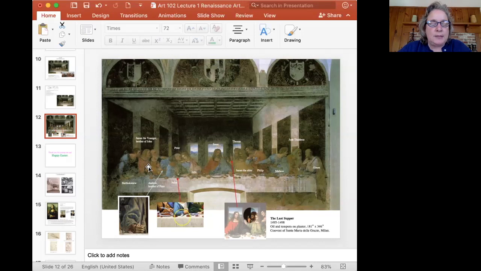And then we notice that the 12 apostles each react to the announcement that Jesus, who also is shaped like a triangle, so he represents the Trinity, has made this announcement: one of you will betray me. And the second he says it, everybody just panics and reacts in a very different way.